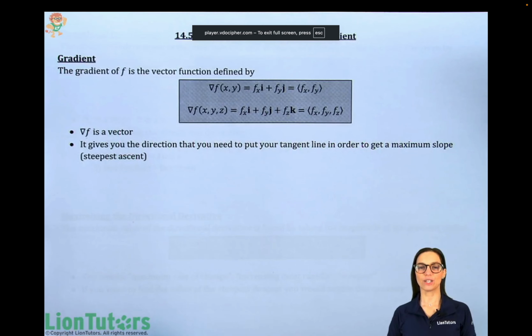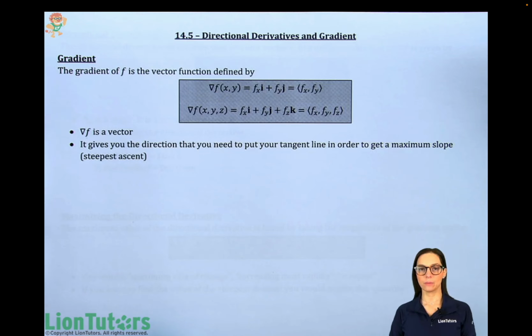Okay, taking a look at section 14.5, we are now going to be talking about directional derivatives and the gradient. So we talked about partial derivatives, and partial derivatives told us, okay, when you go along the function in the direction of the x-axis, what is happening to your function as a result? Or when you go along the function along the y-axis, what is happening to your function as a result? Directional derivatives say, okay, well, what if I don't just want to run along the x-axis or the y-axis?